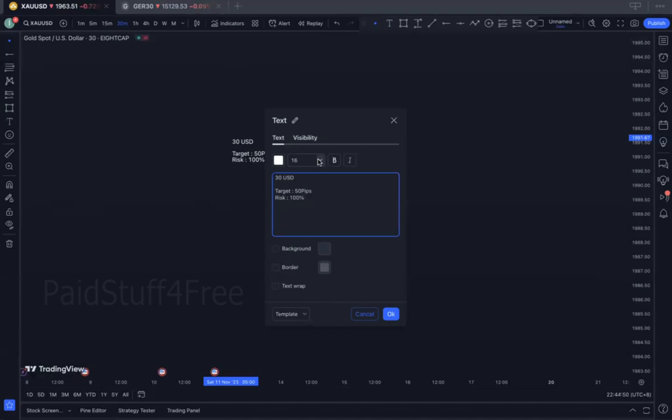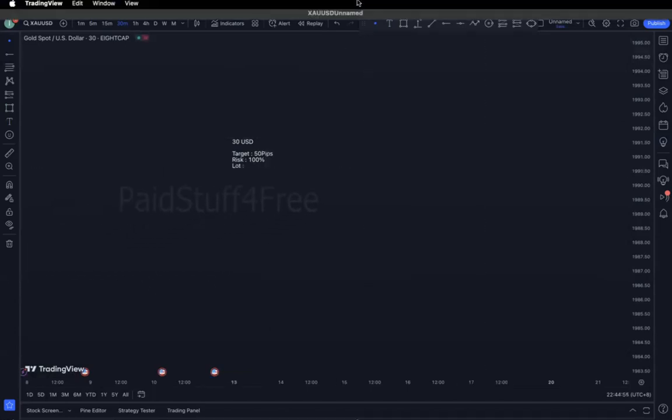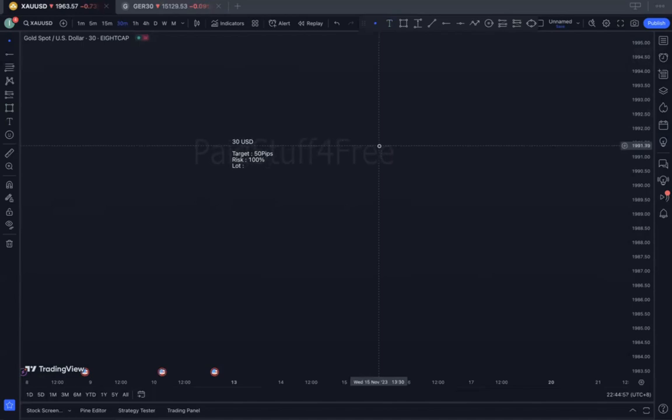And how to calculate the lot? Can you go to Safari, and then go to myfxbook? Yeah, my FX book, because I can calculate the risk there. Okay, tell me.